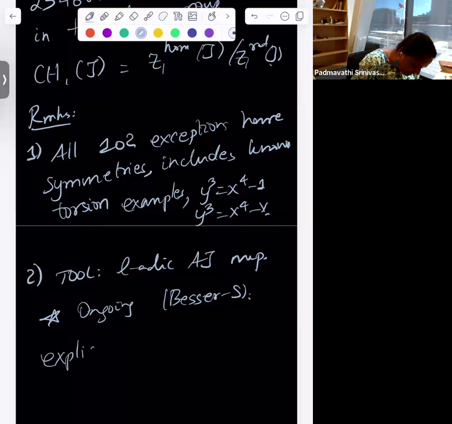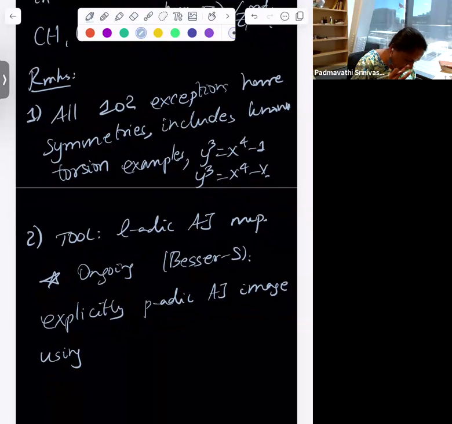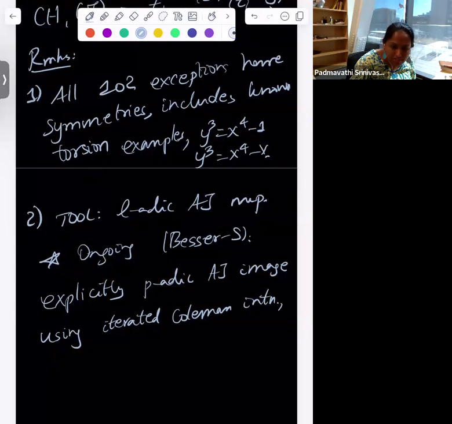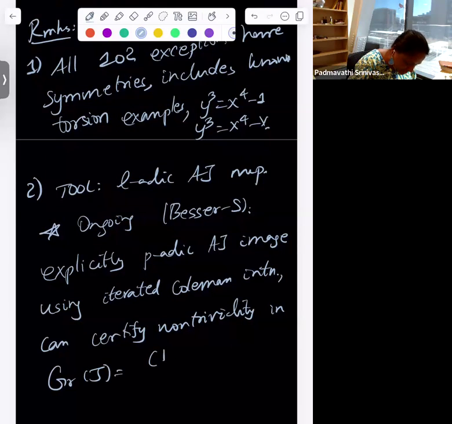If you can explicitly compute the p-adic Abel-Jacobi image, this is a thing that you can compute. This is like mimicking Bruno Harris's computation of period integrals, but now you're using the p-adic Abel-Jacobi map. It's something you can compute using iterated p-adic integrals, Coleman integration. The powerful thing that you can do with Coleman integration is you can certify non-triviality in the Griffiths group. I still have a lot of coding to do for this project, but in theory at least, you can test if something is non-trivial in Z1 home mod Z1 out.